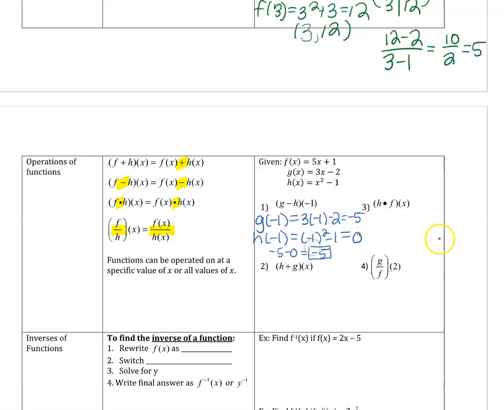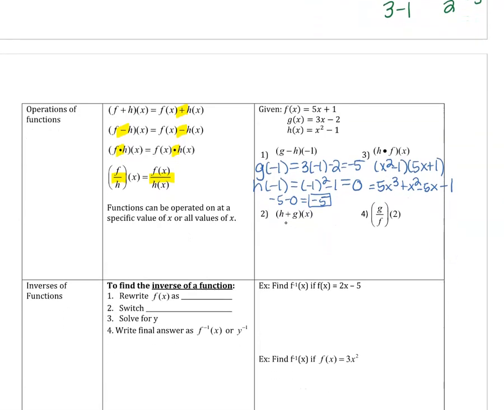And then you're done. Now here, you'll notice that I don't have a value in for x. I just say find h times f of x. So that's representing a function for all values of x. So my h function is x squared minus 1. My f function is 5x plus 1. And then I just multiply those. And that's as combined as it's going to get. So that's my answer in standard form.